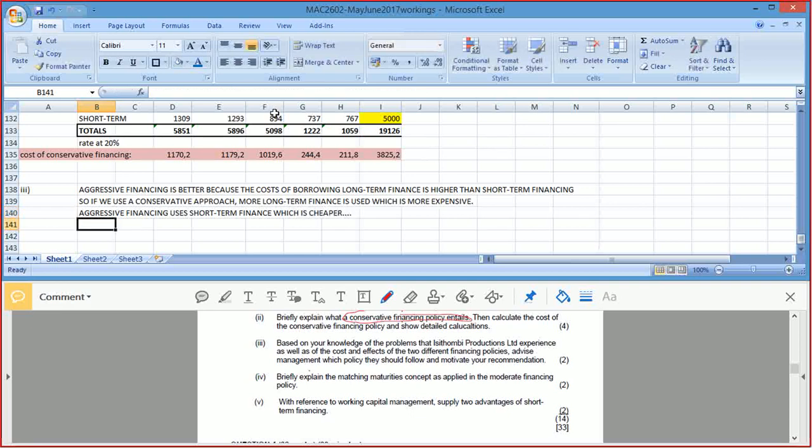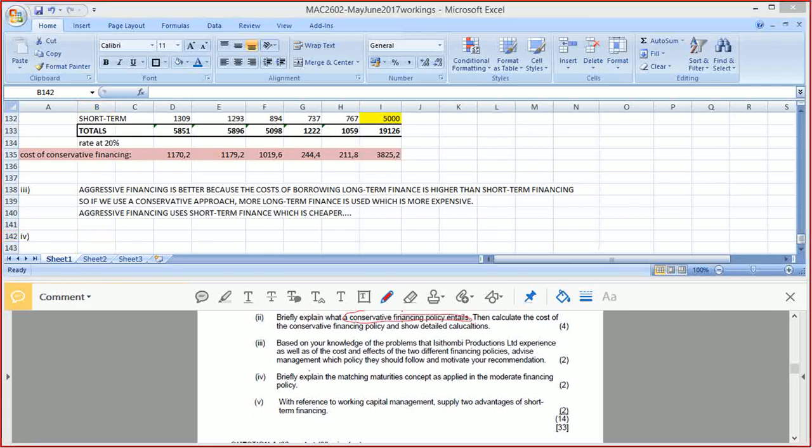Does it make sense? Yes, sir, it does. Okay. I was just looking at the theory now as well. It's short term. Yeah. All right. So 4. Briefly explain the matching maturities concept as applied in the moderate financing policy. Okay, so that's literally go to your textbook and find matching, and then just write down what they said there. There's the matching maturities concept.